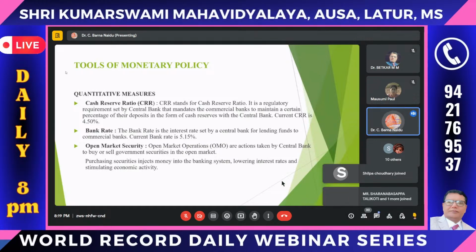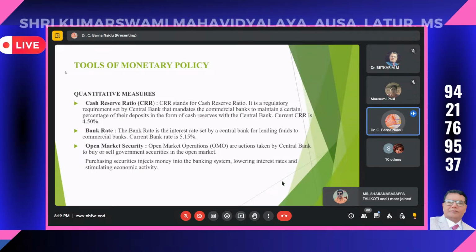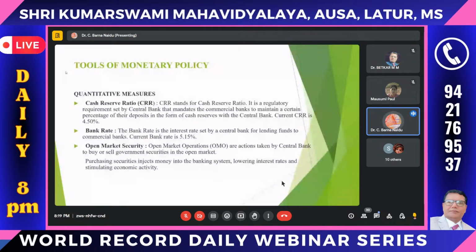See, if the borrowing cost increases, if the bank has a higher borrowing cost from the RBI, it will potentially slow down economic activity to curb inflation. While when the bank rate is reduced, it stimulates borrowing and spending to boost economic growth.